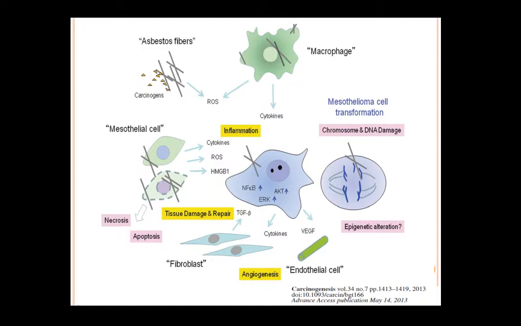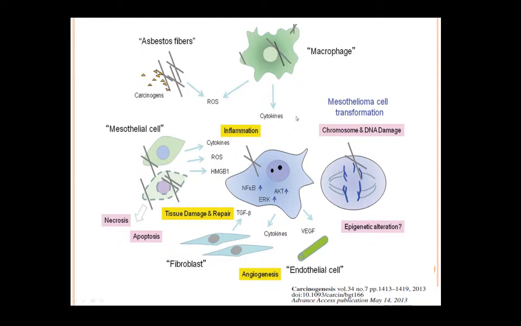However, it has been suggested that after inhalation of asbestos fibers, they penetrate into the lung tissue and mesothelial cells. Interaction of the asbestos fibers with macrophages and mesothelial cells results in secretion of various types of cytokines and reactive oxygen species, and these result in repeated cycles of tissue damage, repair and inflammation, and this leads to carcinogenicity.